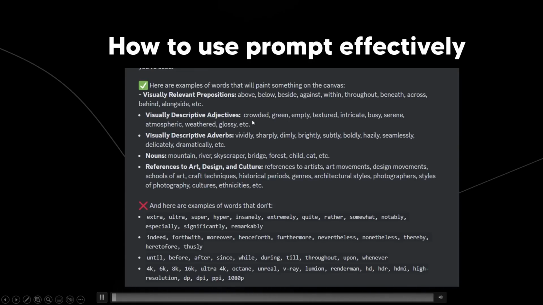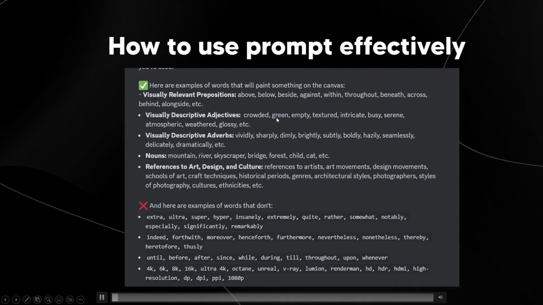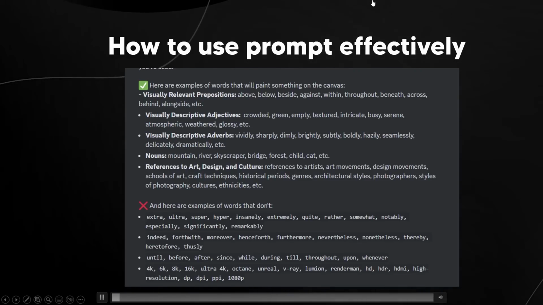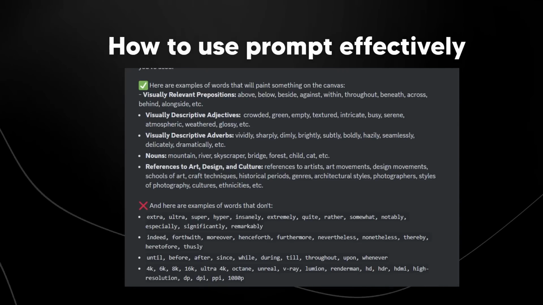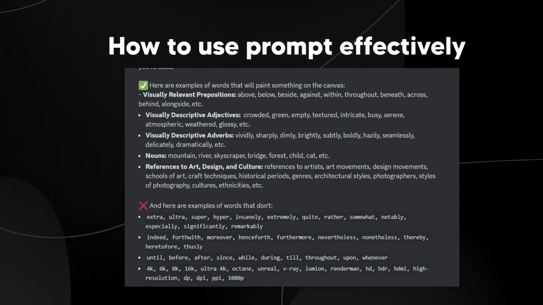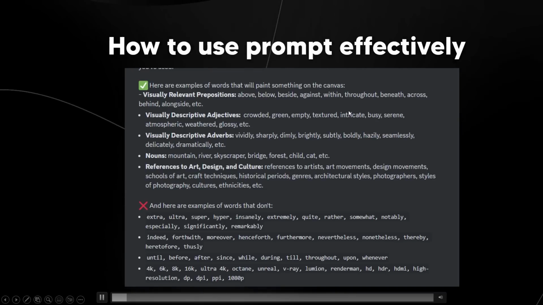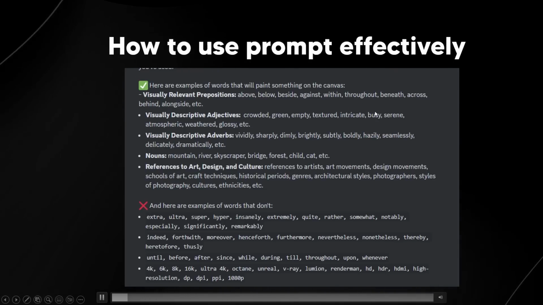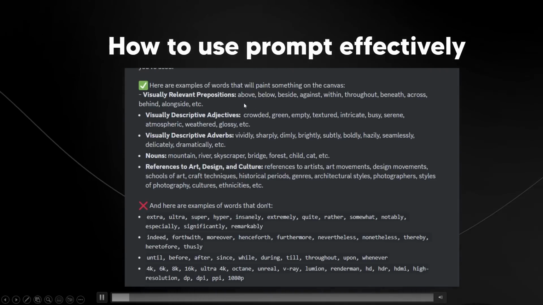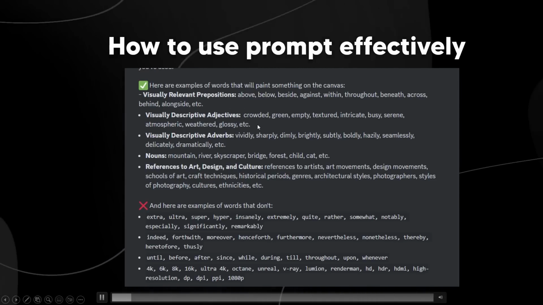So you can see here you need visually descriptive adverbs, visually descriptive adjectives. So like crowded, empty, textured, intricate. Intricate just means, if you've ever seen the inside of some kind of mechanical clock, it's kind of hard to describe, but just imagine a bunch of small, thin things, those thin, intricate pieces. And of course, serene, atmospheric. It's going to be good to just go on Google and Google a bunch of these words just to see what they look like, so that you know exactly how to create those images.